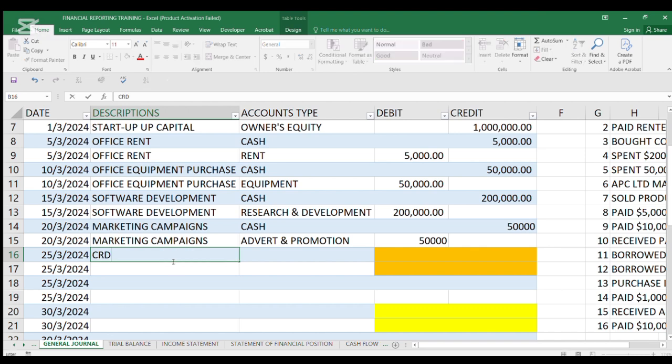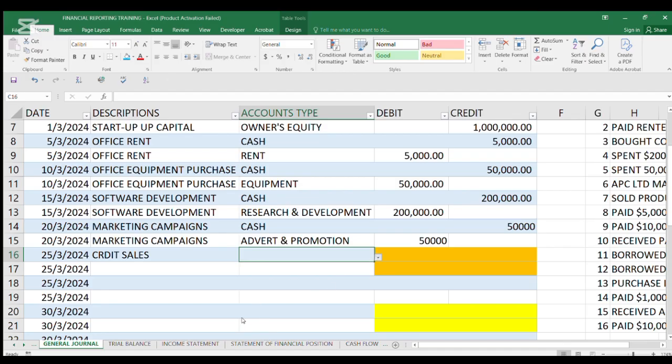Now I will say credit sales, total account payable. I will debit account payable because this is what the customer is owing to pay. All right, and then I will credit revenue, that is the total revenue.